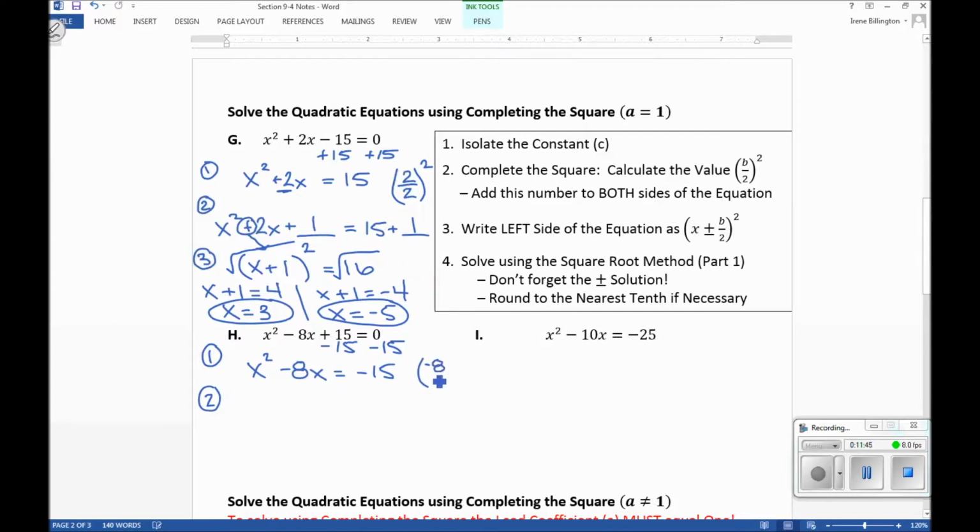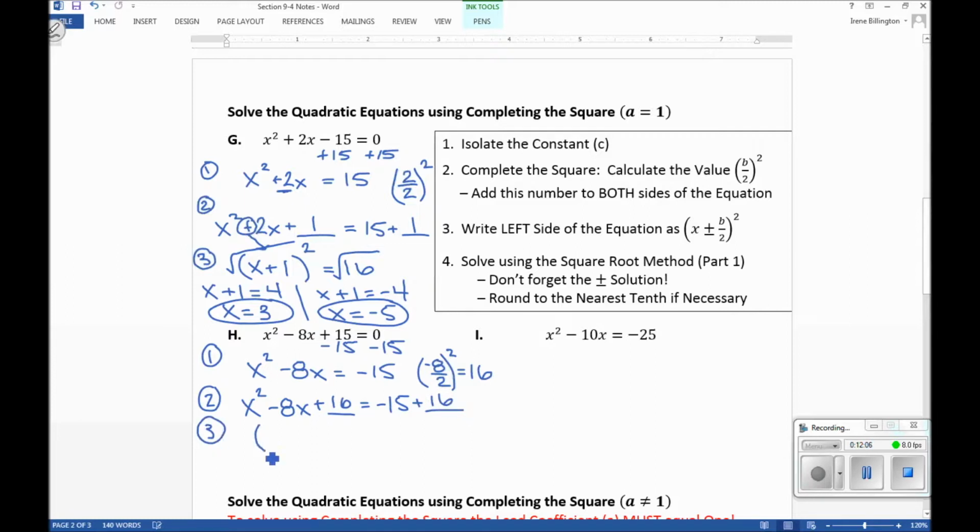Step 2, we need to calculate b divided by 2 squared. b is -8, divided by 2 is -4, squared is 16. So we are going to take 16 and add it to both sides of our equation.